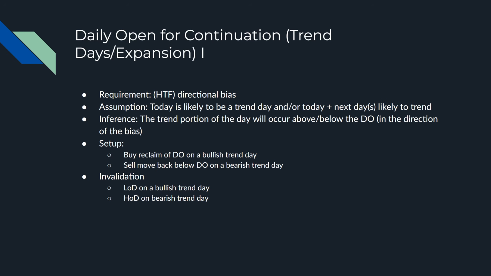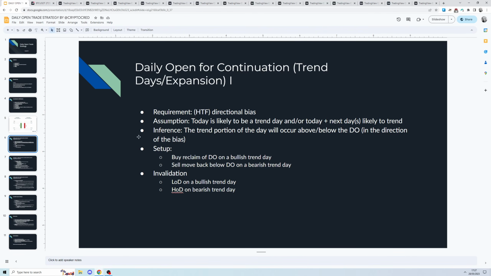Now, going back to something I said earlier, why is having a high time frame directional bias an important sort of criterion to satisfy? It's because if you take this setup mechanically at face value, you end up with quite absurd conclusions.